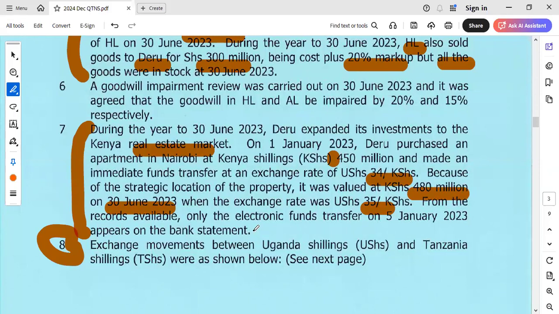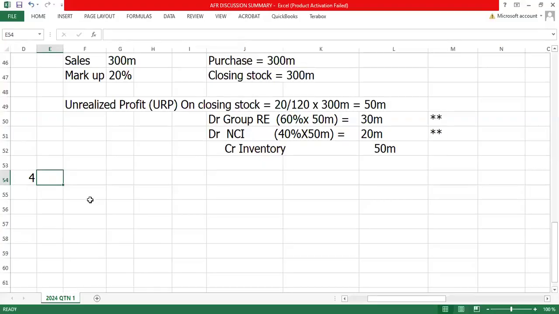So when you observe, you are dealing with a property, an apartment. This is an investment property. Think about what? An investment property. Yes, IAS 40. When you're approaching this, it's very easy. Here we are looking at investment property.